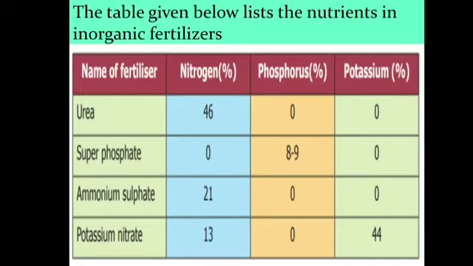The table given below lists the nutrients in the inorganic fertilizers. So you can see here the name of the fertilizer is given and how much nutrient is present in it. In urea, 46% nitrogen is available. In superphosphate, 8 to 9% phosphorus is available. In ammonium sulfate, 21% nitrogen. In potassium nitrate, 13% nitrogen and 44% potassium are available.